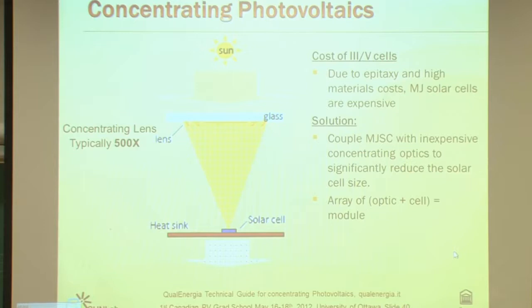Typically, the industry has settled in on about 500 times concentration. These lenses are made out of either silicone on glass or all acrylic, PMMA. And so the majority of your material is this and any racking. There'll be a cell down here on some sort of a heat sink, typically a passive heat sink. There's no active cooling in most systems out there. Not exclusively, but in most. So the array, our modules are going to be an array of optics plus cells.